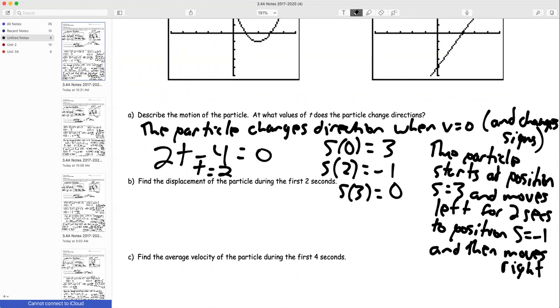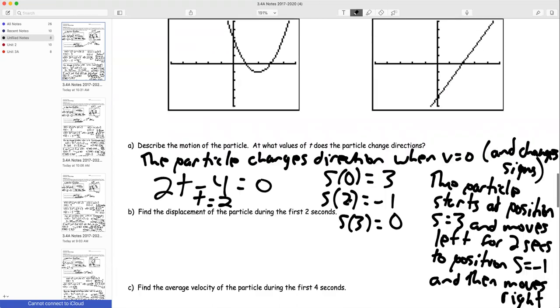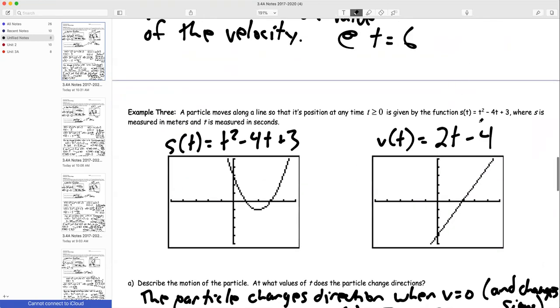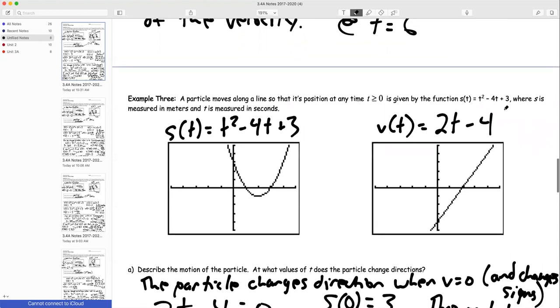Where'd you get the, like, what equation did you plug in to get the 3, like the initial point? S of 0 equals 3. Which one did you plug it into? This is S of 0. So I plugged 0 into the position equation. So I've got 0, 0 plus 3. Okay. That makes sense? Yeah.